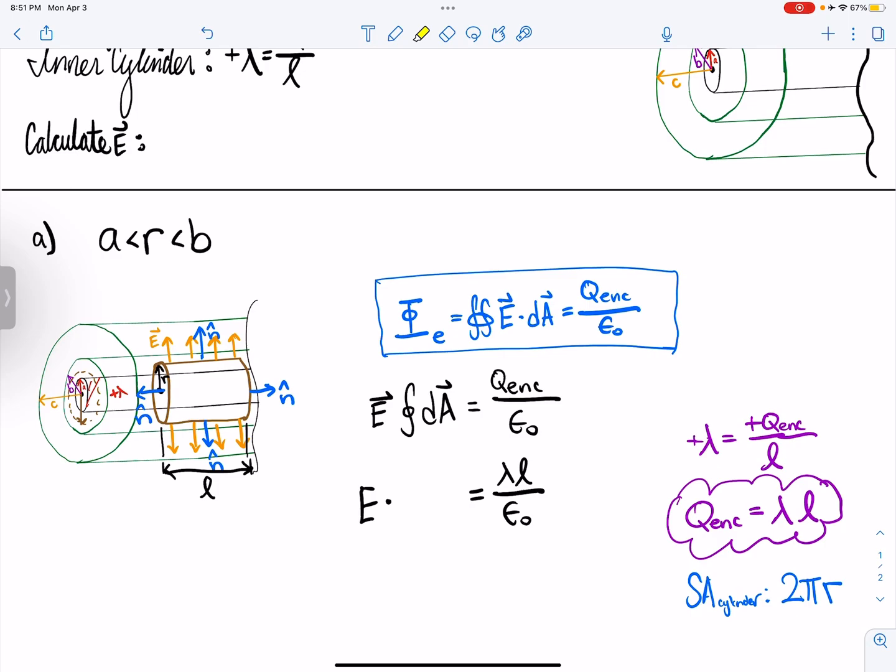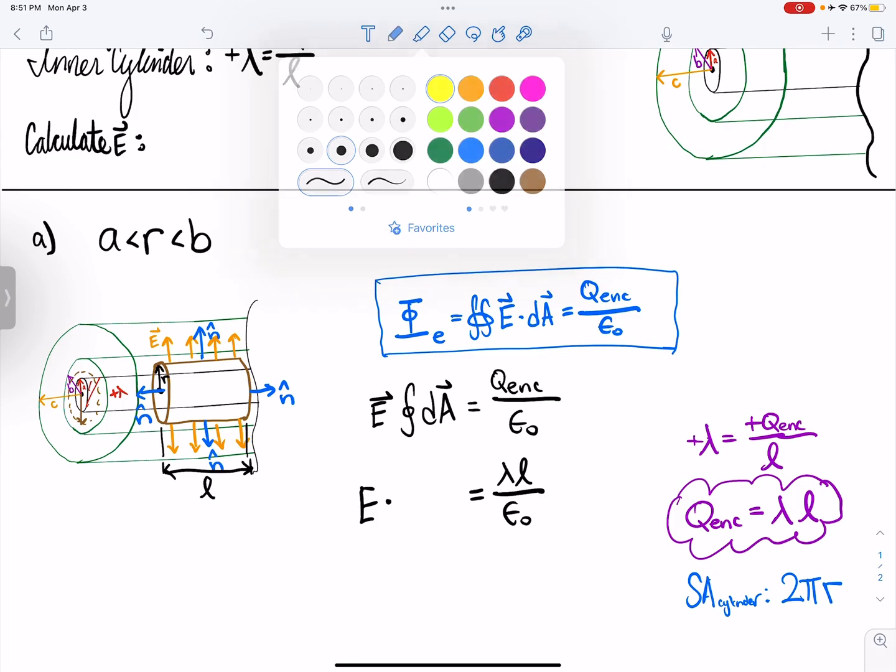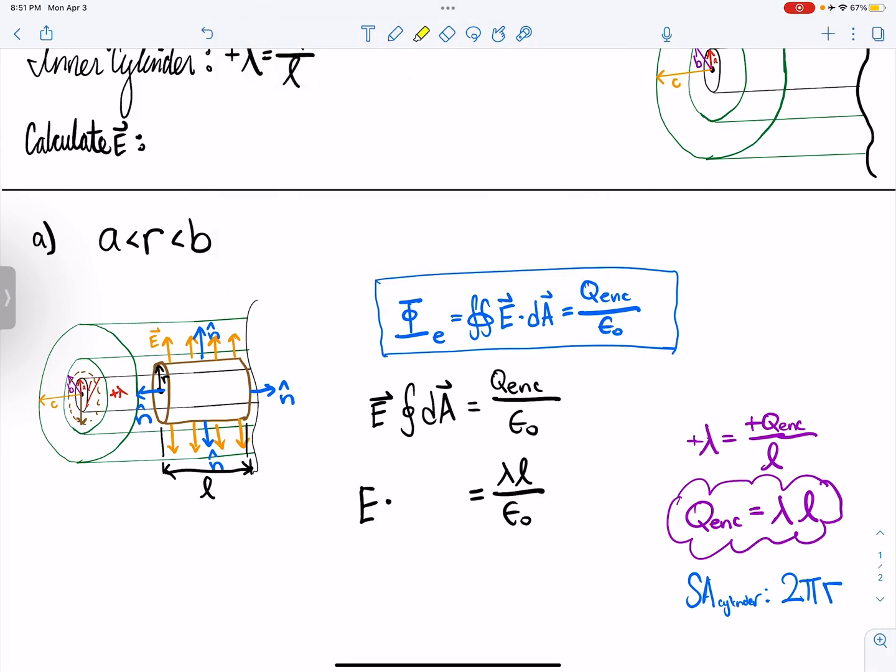So we're going to do that. We've taken the electric field out because it's a constant. Now the surface integral of dA is just going to be the surface area of my Gaussian surface, which is a cylinder right here.